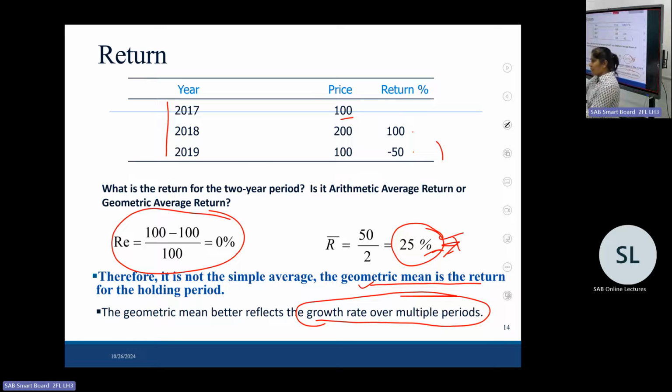In our formula, (1 + R1) multiplied by (1 + R2) and so on. Here, plus 10 and minus 50, no impact, they are independent. So the geometric mean correctly reflects return over multiple periods. So your conclusion is that holding period return is correctly reflected by the geometric mean, not the simple mean. That is the conclusion.